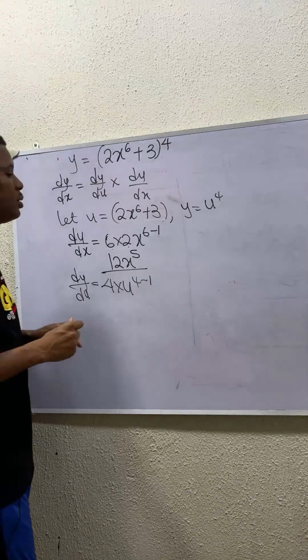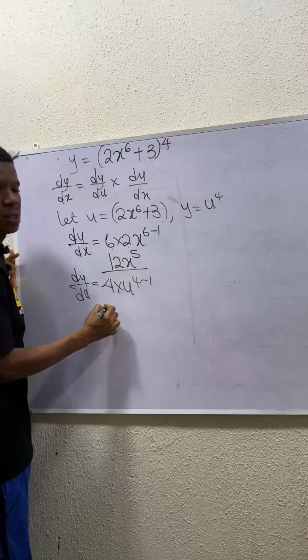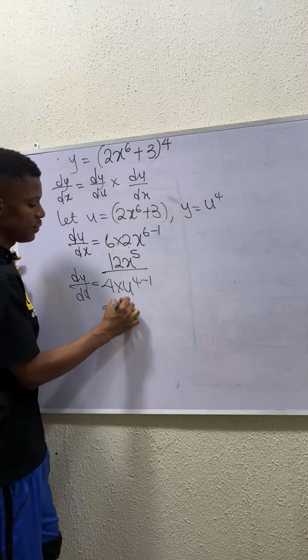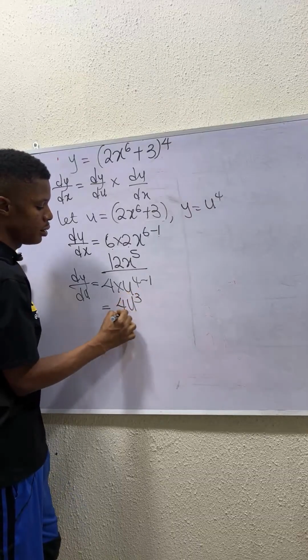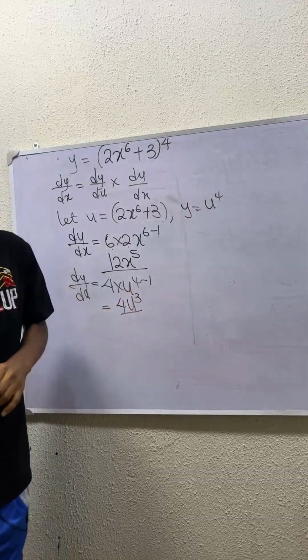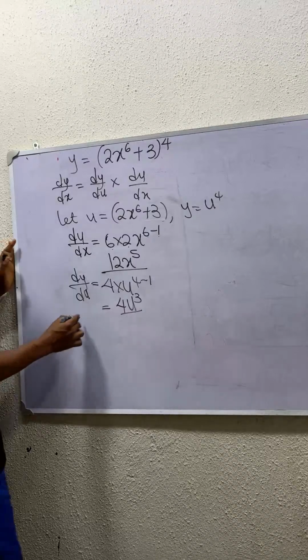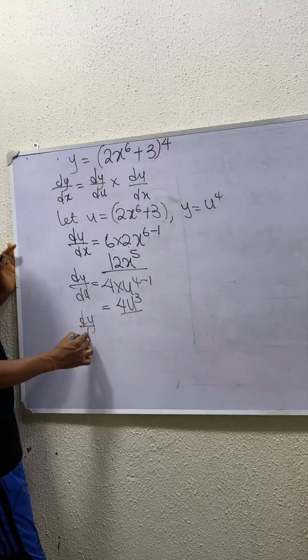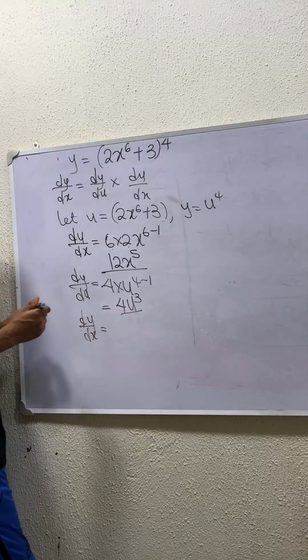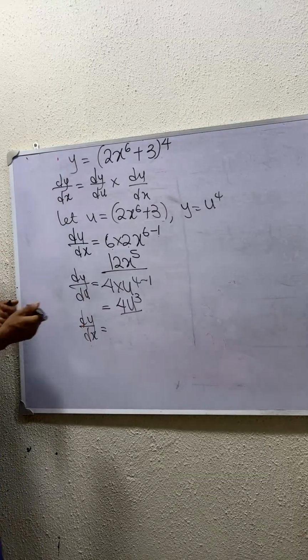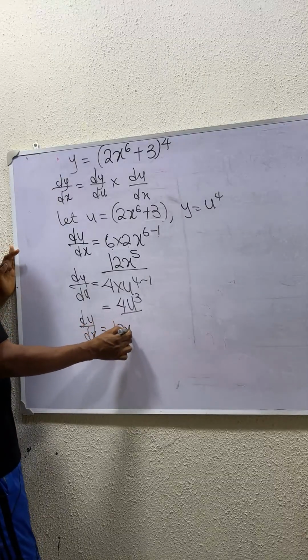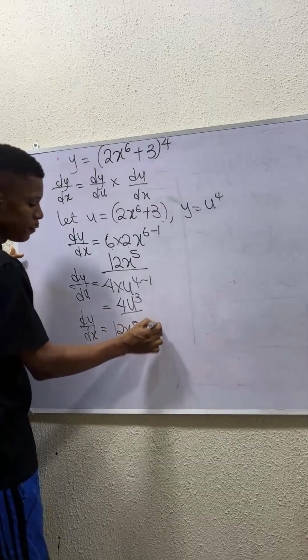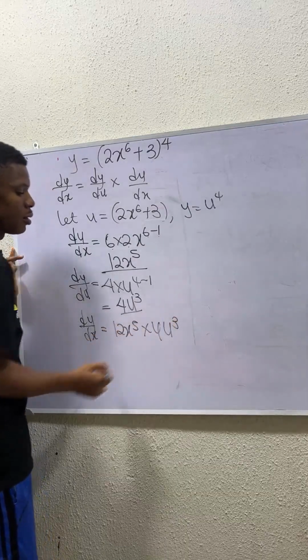4 minus 1 is 3, right? You have it as 4u power 3. So this is the function that we have. Remember to differentiate y with respect to x will now give us what? We'll multiply the first one we got, which is 12x power 5, by 4u power 3.